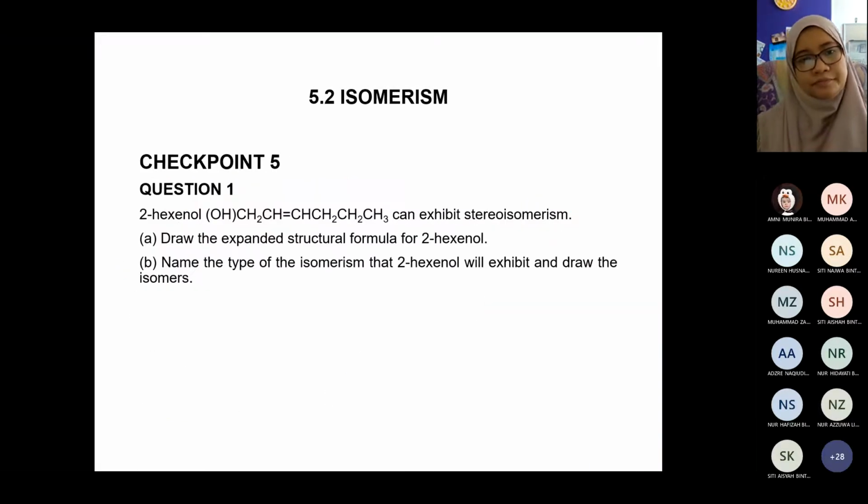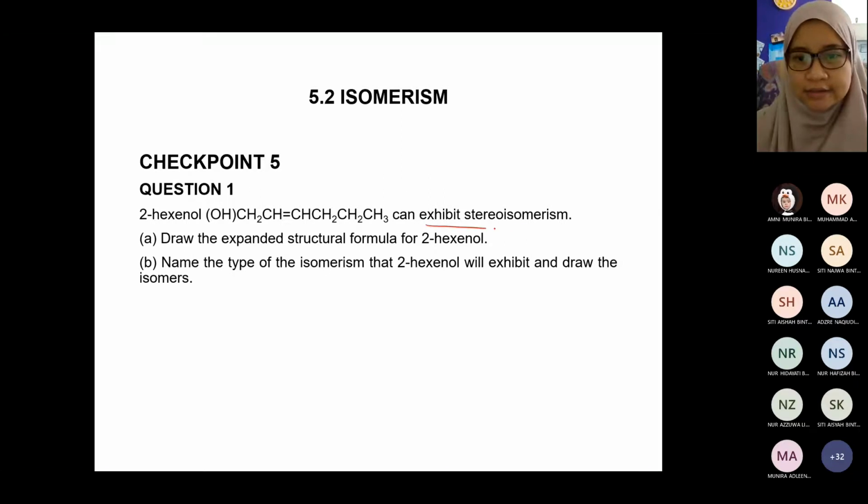Okay, alright. Alright, so 2-hexenol, checkpoint 5. This is related to geometrical isomers. Okay, I have asked you to complete this checkpoint before, because this one is about geometrical isomers that we have learned earlier, which was last week. Tadi kita cover untuk optical isomerism. So patutnya you guys dah complete dah this checkpoint 5. Okay, alright, so let's go through the answer.